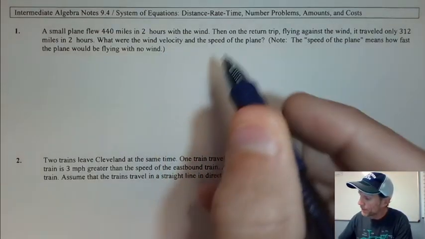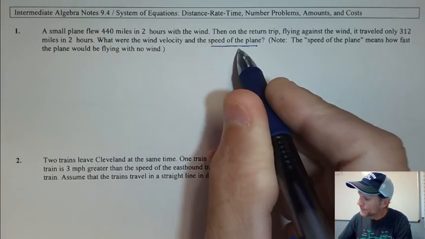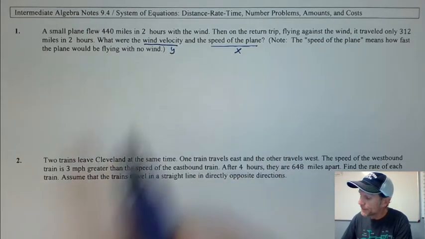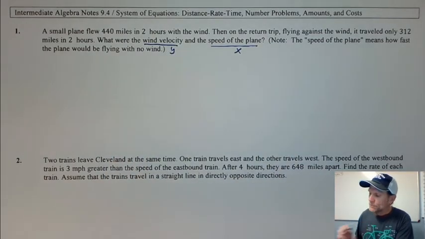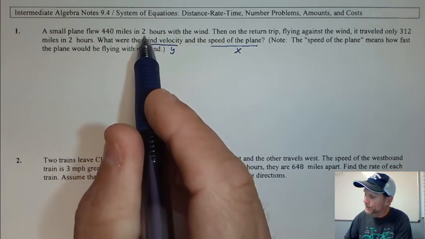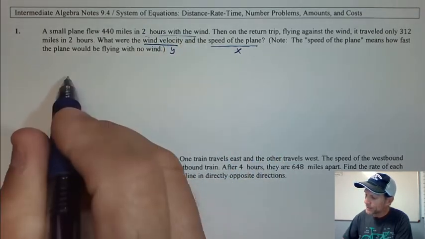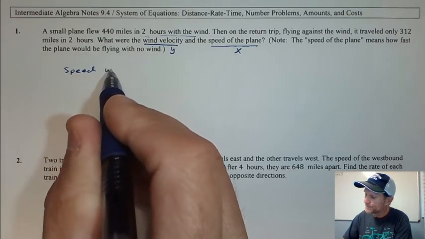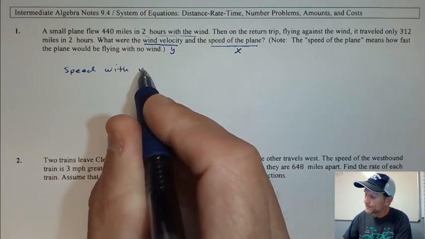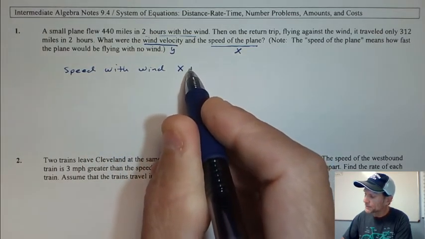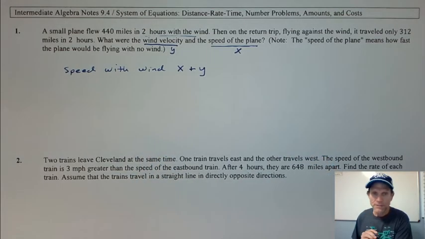What I did in this problem is I decided to let x be the speed of the plane and y be the wind velocity. Okay, so when we read more into this problem, it says that it went for 2 hours with the wind. Now if we think about the speed of the plane with the wind, it's going to be x, which is the speed of the plane, plus the assistance of the wind speed. So that's going to be the speed of the plane with the wind.